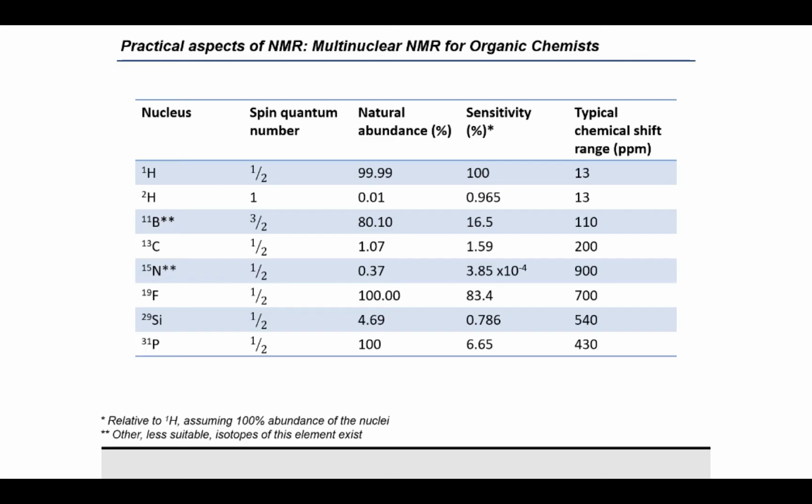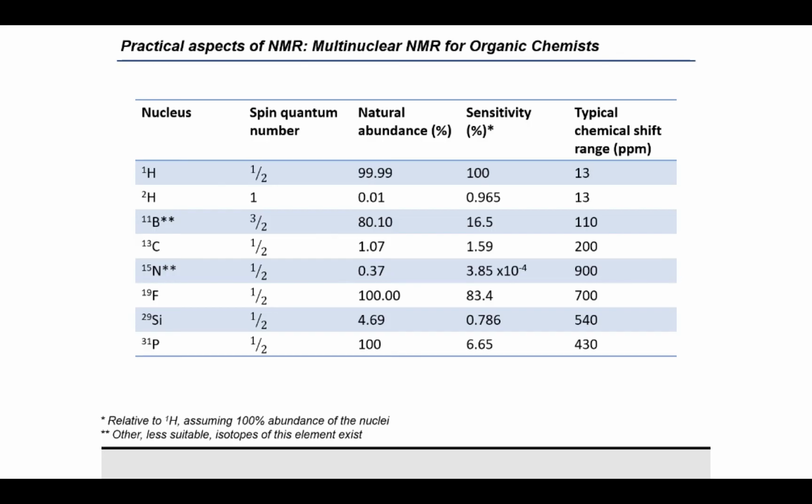They're all spin half, so they behave pretty much like the carbon and the proton you're more familiar with. Fluorine in particular is very naturally abundant and almost as sensitive as proton, with a much wider chemical shift range. So if you've got a fluorine in your molecule, it's very much worth looking into doing some fluorine NMR on it.